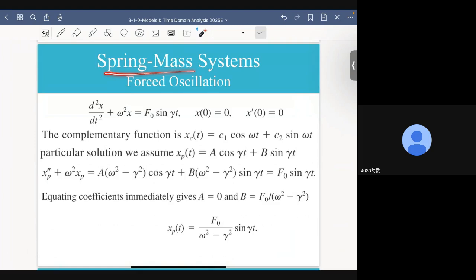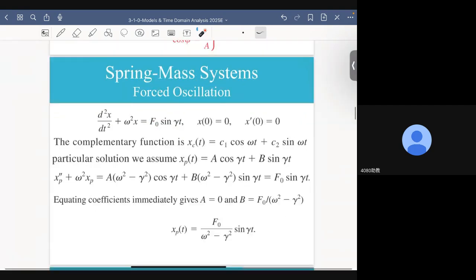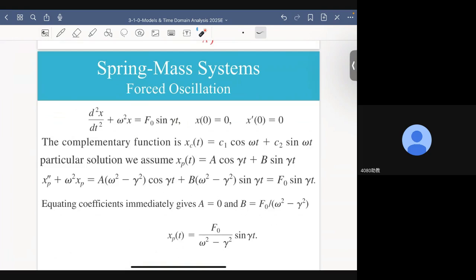Now, we want to study forced acceleration. That is, we want to apply a sinusoidal input to the spring mass system, okay? The amplitude of that sinusoidal input is F0, and the frequency of the sinusoidal input is gamma. To simplify the problem, we assume zero initial conditions. Therefore, here we are looking at the zero state response, okay?